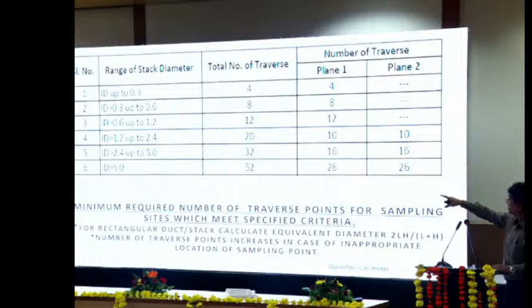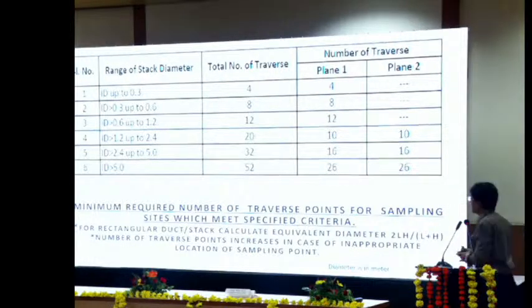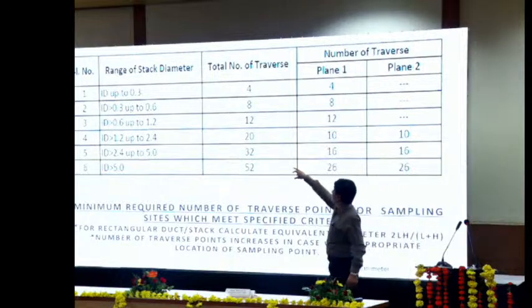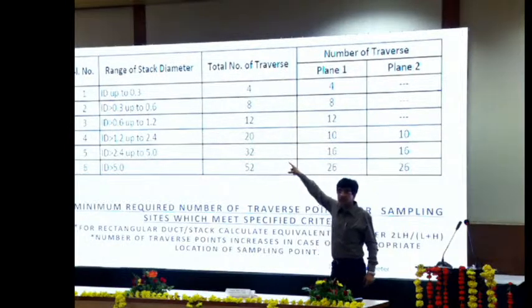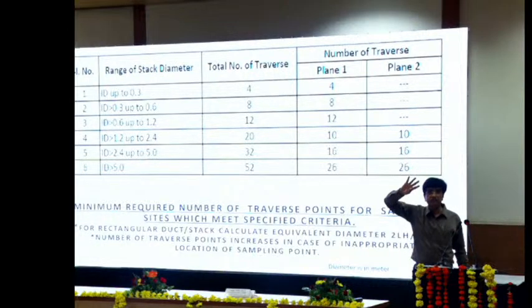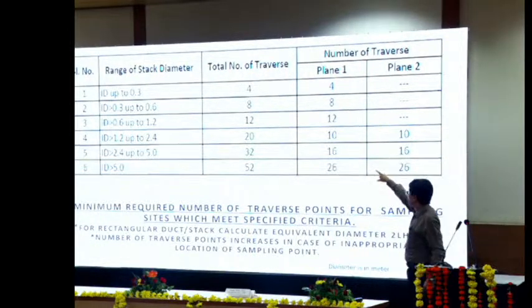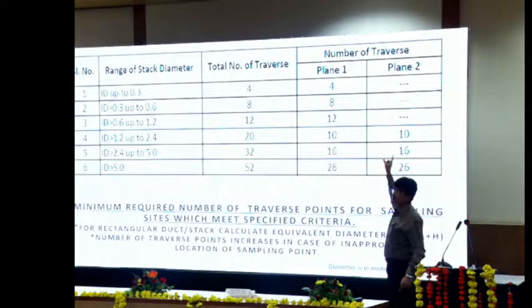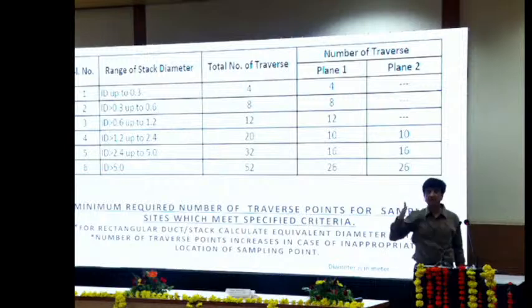If the ID is from 2.4 up to 5, then you need to collect the sample at 32 points. In order to do the sampling at 32 points, you need to have 2 planes. It means you need to have at least 4 portholes, and then you can carry out the monitoring at 16 points from each particular porthole.